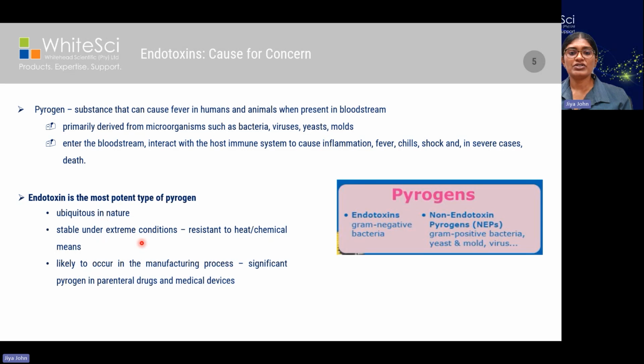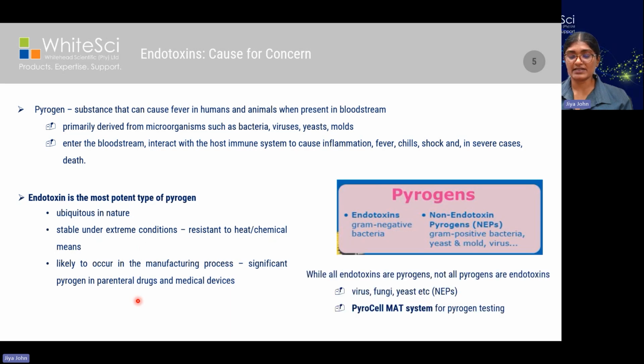This is the most potent type of pyrogen that you will most likely encounter in your manufacturing processes. So it becomes a significant challenge in the manufacturing of parenteral drugs and medical devices. In biochemistry, we always have that saying where we say all enzymes are proteins, but all proteins are not enzymes. The same thing applies here, where we say while all endotoxins are pyrogens, not all pyrogens are endotoxins.